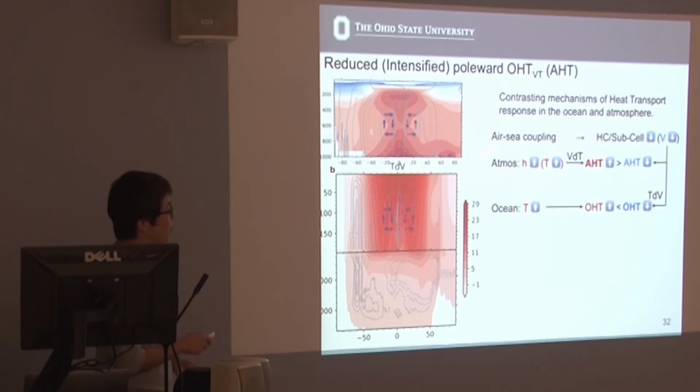And at the same time, due to global warming, the energy in the atmosphere becomes larger, and the temperature in the ocean also becomes larger. Therefore, in this way, they both lead to an intensified polar atmosphere and ocean heat transport. But the dominant mechanisms in the atmosphere and ocean are different. In the atmosphere, it is due to VdT, but in the ocean, it is due to TdV. So these two collaborating responses lead to the compensation response in the tropics.